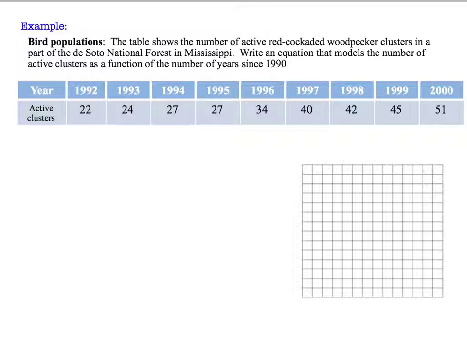Let's go ahead and try an example. This one's on bird populations. The table shows the number of active red-cockaded woodpecker clusters in a part of the DeSoto National Forest in Mississippi. Write an equation that models the number of active clusters as a function of the number of years since 1990.